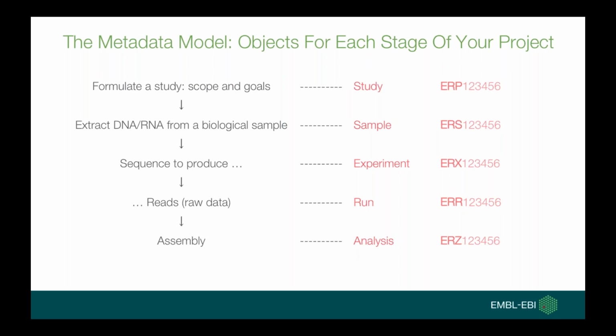And you will withdraw DNA or RNA from this, and you'll do some sequencing on it. And the details of how you do that sequencing are what you will log in the experiment object. So that contains things like the library preparation method, the sequencing platform you use, that sort of thing. The result of doing that sequencing will, of course, be some reads. This is your raw data, and that will be contained within a run object. And the run primarily just has the function of pointing to where the data is in an FTP directory. That's the main thing that a run does.